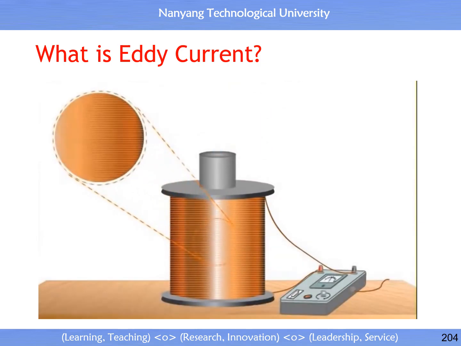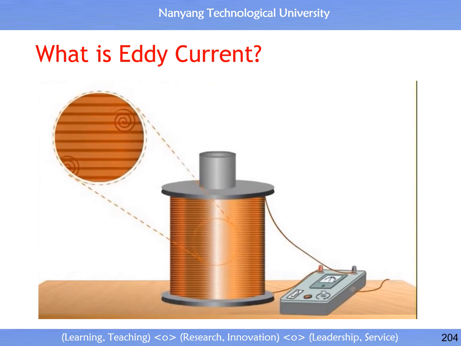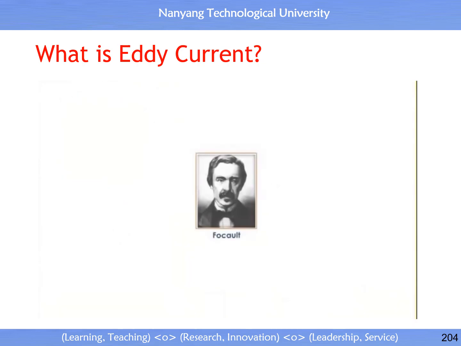This experiment shows that when a conductor is kept in a changing magnetic field, currents are induced in the body of the conductor. These are currents that occur in very small loops and are called eddy currents. Foucault discovered eddy currents in 1895.